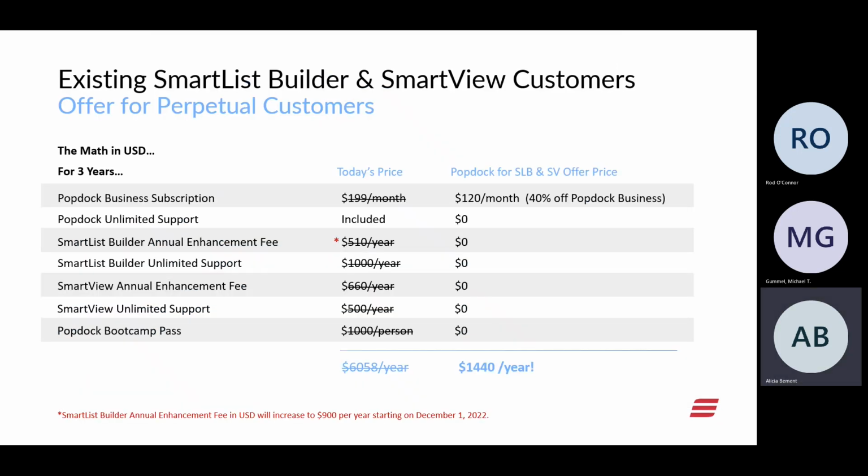So I'm doing a little bit of math for you. Over 3 years, this is what this looks like. Today's Popdock Business subscription level is currently, well, we'll call it $299 or $200 a month. That brings the price to $120 a month with that 40% discount. Once again, you're locked in for 3 years and get all of those products and the Bootcamp Pass included. So all of that for $1440 a year.